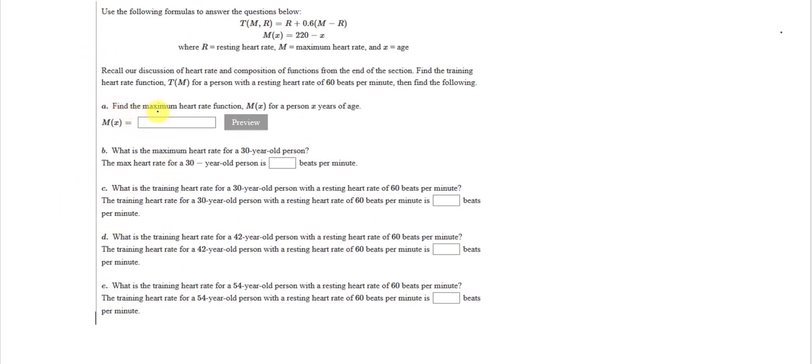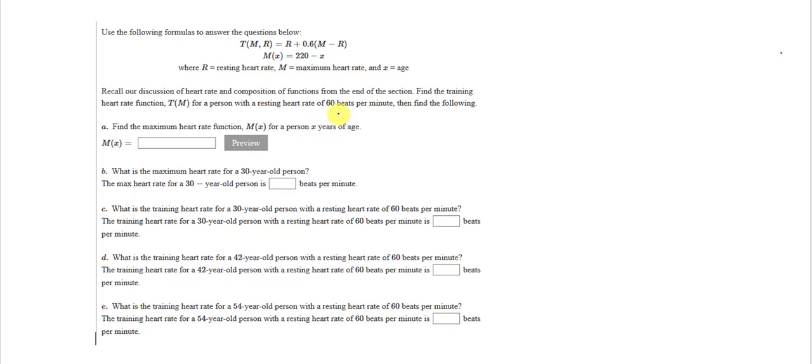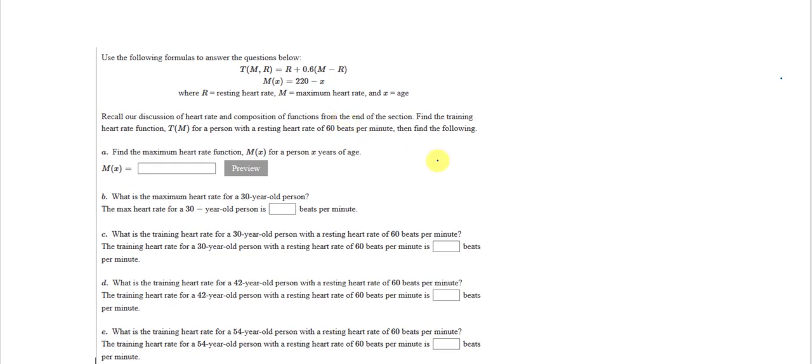So find the maximum heart rate function m of x for a person x years of age. Okay, so we are finding the maximum m of x, but we are already given that one, right? m of x equal to 220 minus x, and x is the number of years of age. Now this is the function for the maximum heart rate given here.